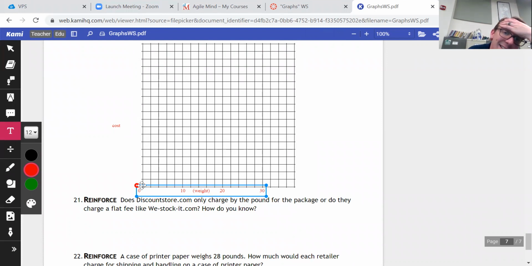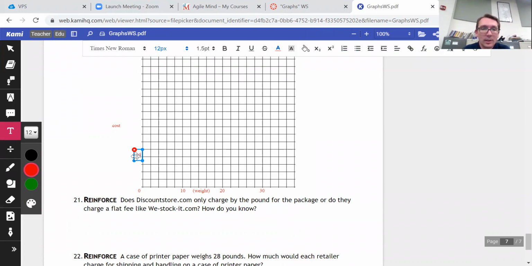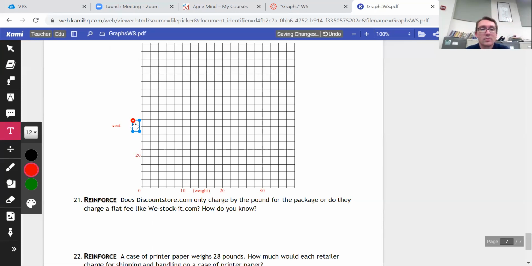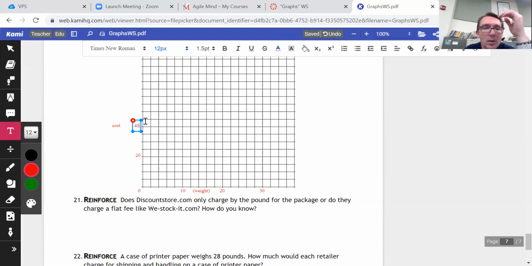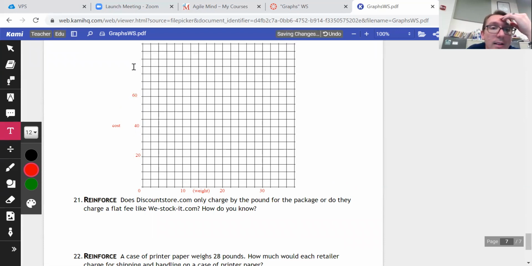Let's see, 14 times 5, we'll count by 5s. 5, 10, 15, 20. I'm just going to count how much. 25, 30, 35, 40. 45, 50, 55, 60. 65, 70, 75, 80. There, great.